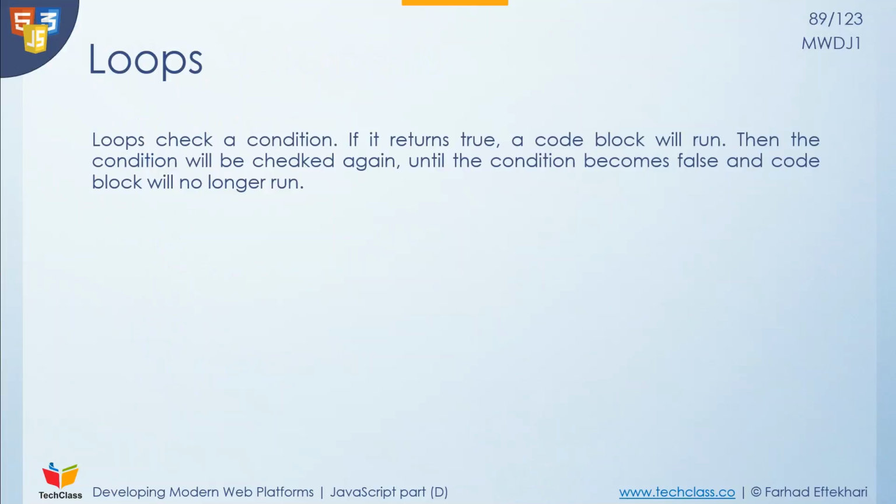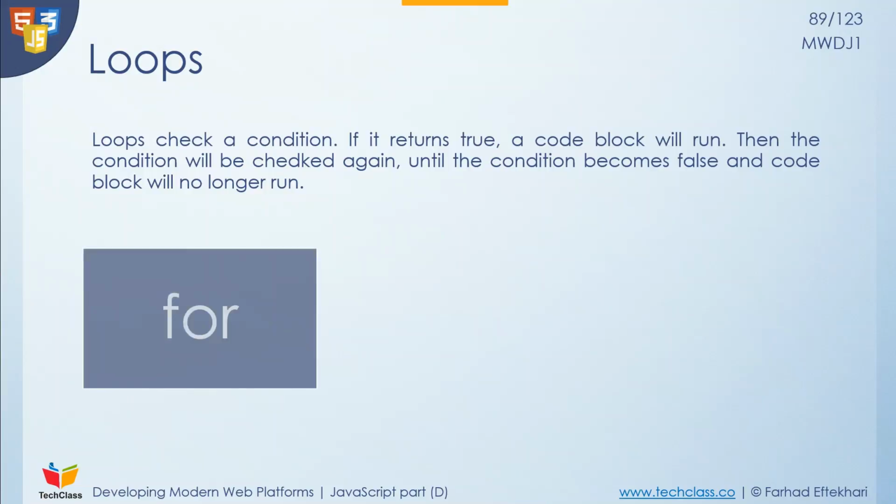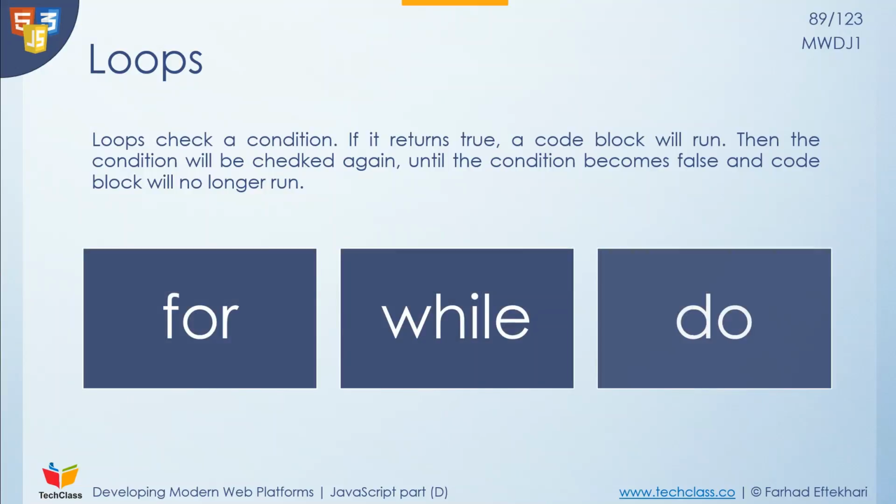And then we have loops. Loops check a condition. If it returns true, a code block will run. Then the condition will be checked again until the condition becomes false and the code block will no longer run. We have for, while, and do.